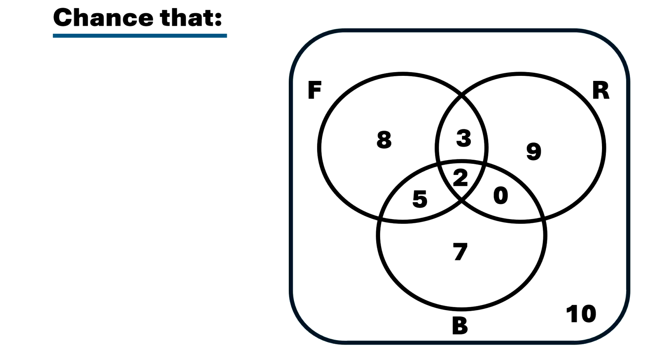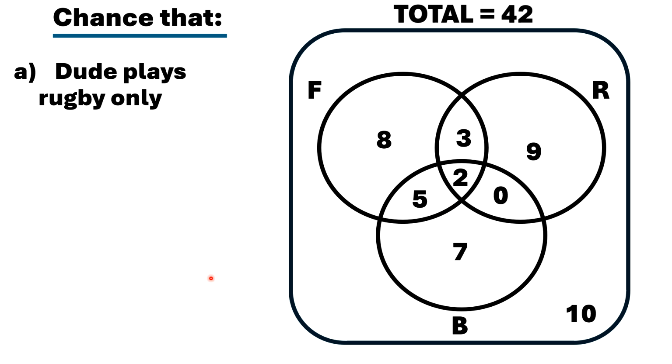Moving on to Venn diagrams. For this question, always have in mind the total. In this case, it's going to be 42 if we add up all these numbers. Have that in mind. So what is the chance that the person plays rugby only? That's going to be 9 out of 42. Rugby only. This is rugby and other sports, so rugby only is going to be 9.